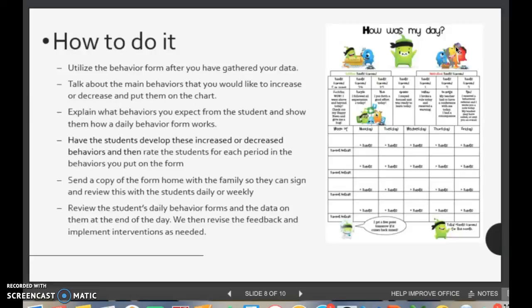You'll rate the students at the end of each period or each day, whichever one you decide. And then just talk to them about that. Definitely talk to them about why it happened, what happened, and how it can be prevented or increased next time. Send a form home with the family. So, that just builds communication with you and the family and helps you all to be on the same page and come together for a common goal.